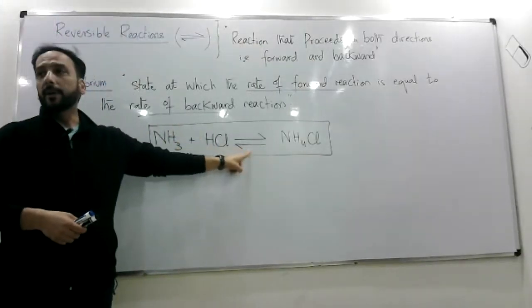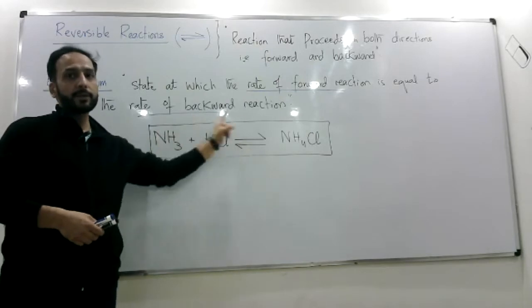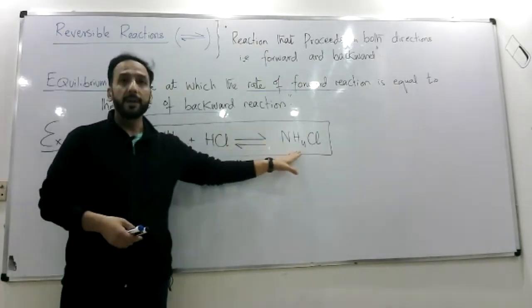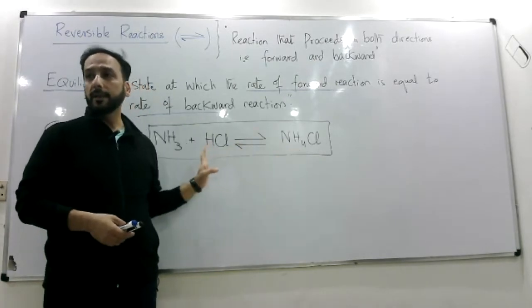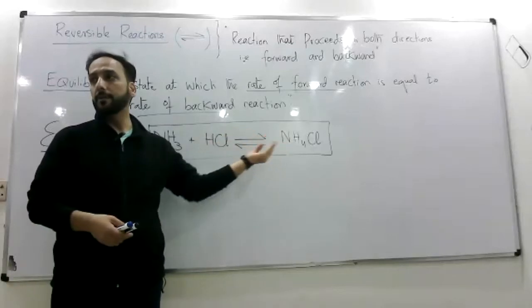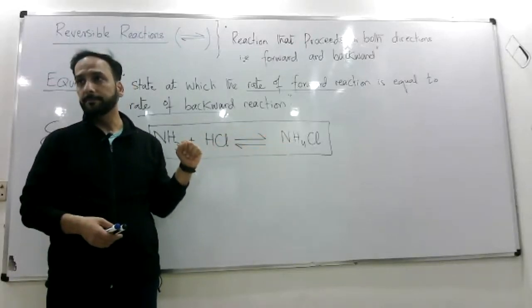You see these two half arrows in a reaction, we call this reaction a reversible reaction. And what does that mean? The products are not very stable and they can break down into reactant on their own. And then equilibrium means that the rate of forward reaction would equal the rate of backward reaction, right?